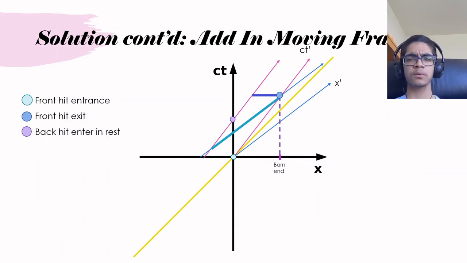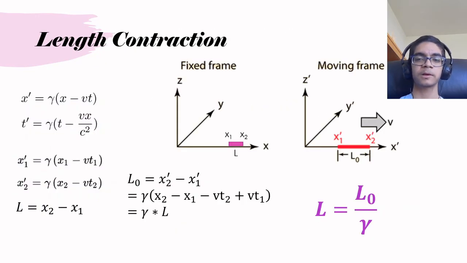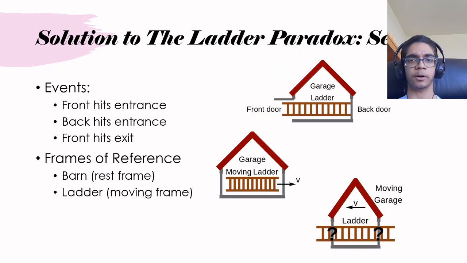But now we've got a little bit of difficulty. So let's go back here and look at our length contraction equation. Again, now we know that if the ladder is moving, then from the barn's frame of reference, the ladder is going to be shorter. And if the barn is moving from the ladder's perspective, then the ladder is going to think that the barn is shorter, which automatically means that the ladder is going to think that it's longer than the barn.